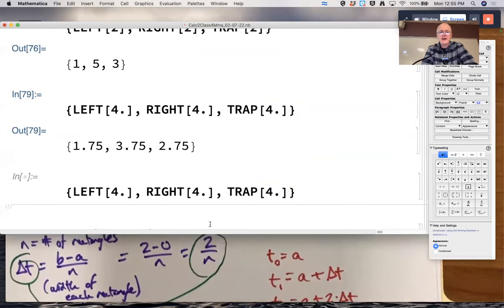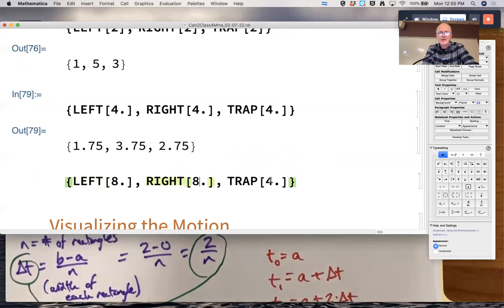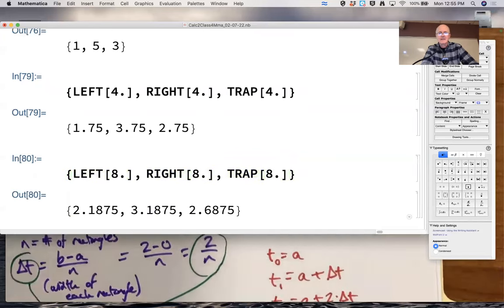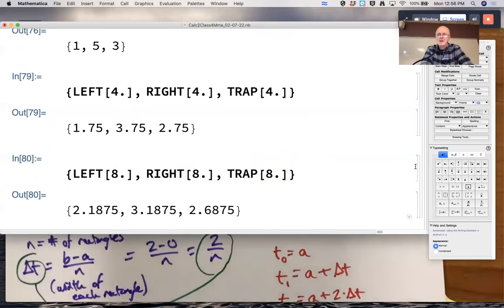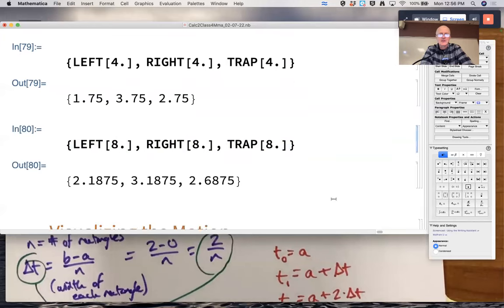Let's try a bigger value then. How about n equals 8? Now trap's getting decently close to 2.6 repeating. How about jumping up to n equals 100?